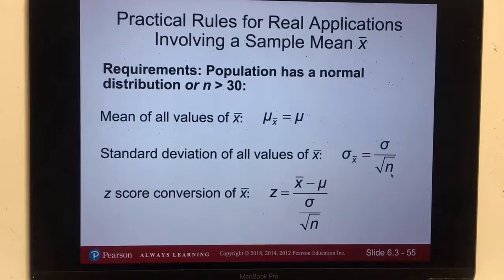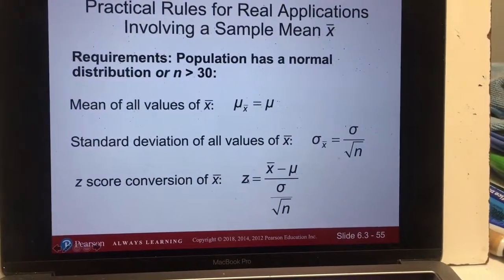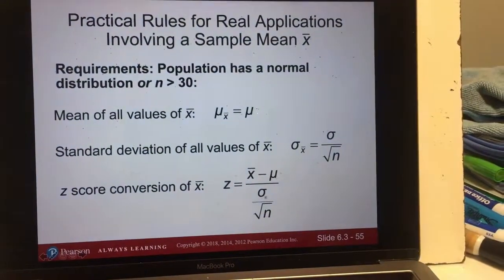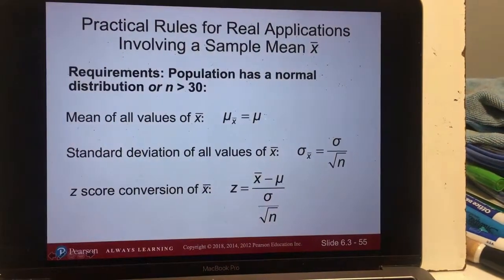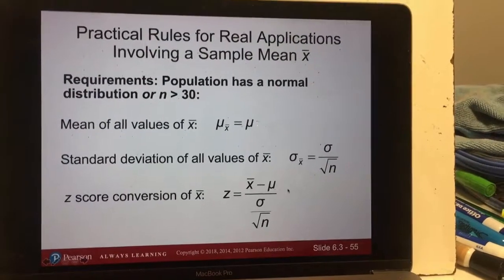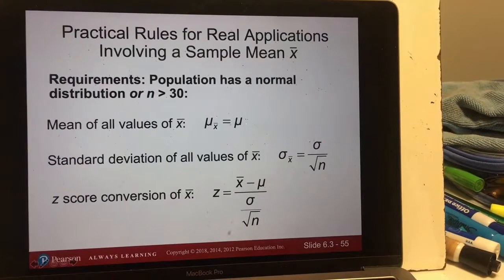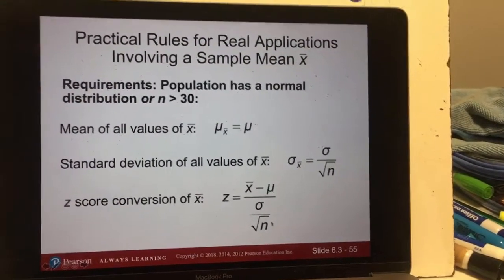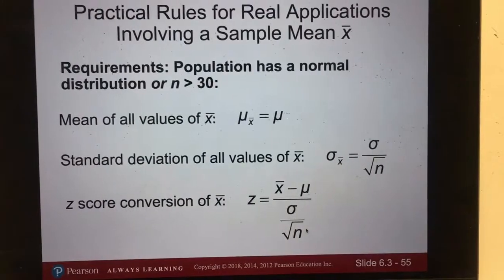And the z-score conversion of x bar. Remember, our z-score was z equals x minus mu over sigma, but now we have a z-score conversion of x bar, which is x bar minus the mean over, and look at this, the standard deviation of the sampling distribution, which is also called the standard error of the mean.